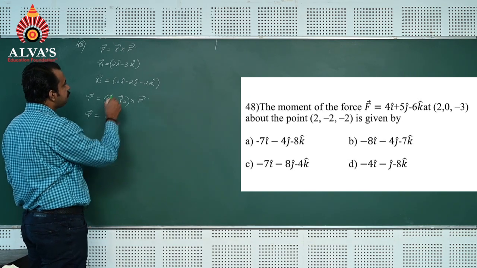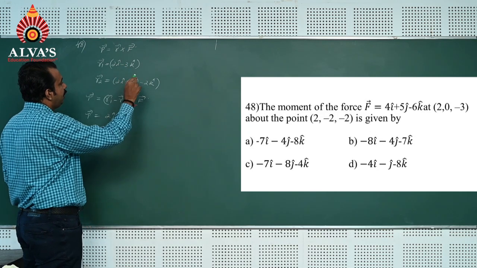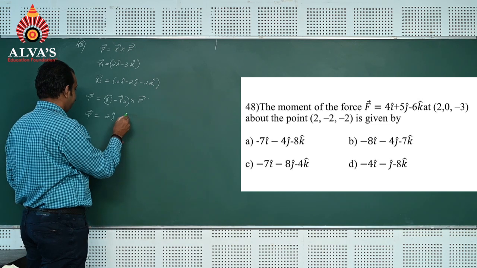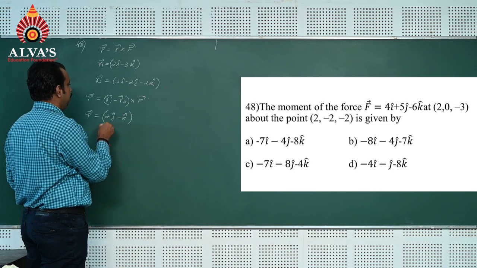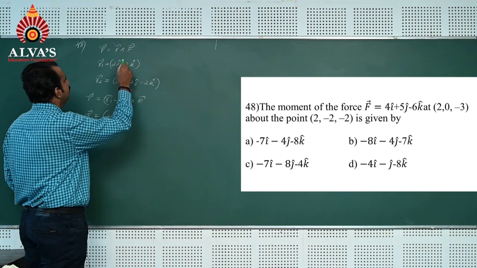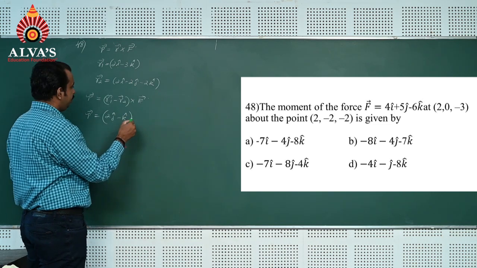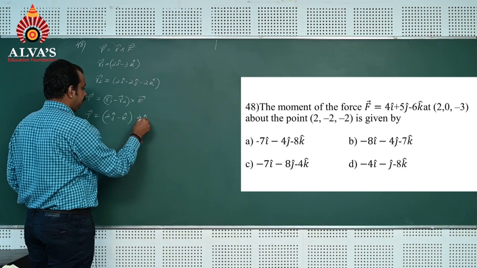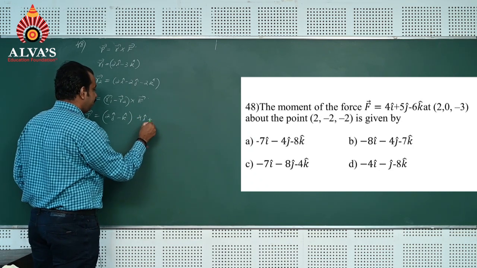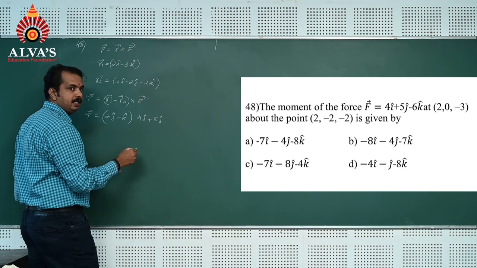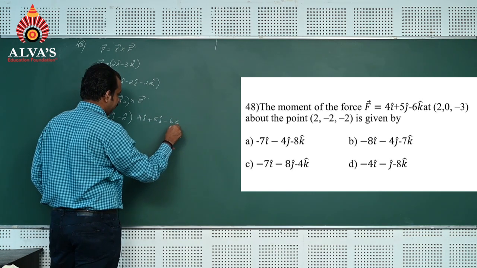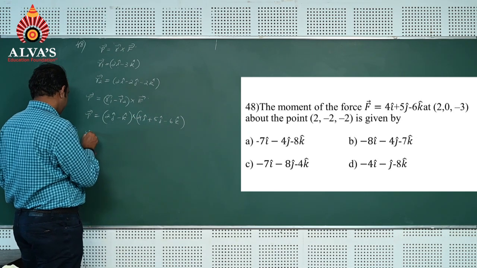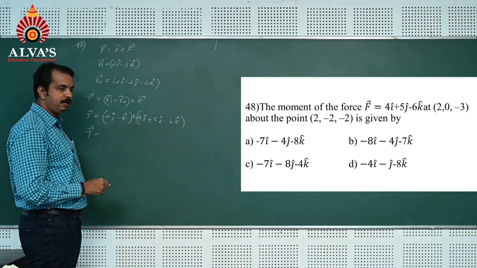Then minus 3 k cap, minus of minus 2 k cap, it is minus k cap, into vector F, which is 4i cap plus 5j cap minus 6k cap, cross product. Now this one can be solved by using the matrices method.